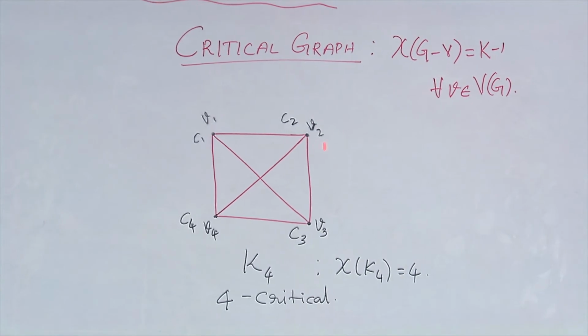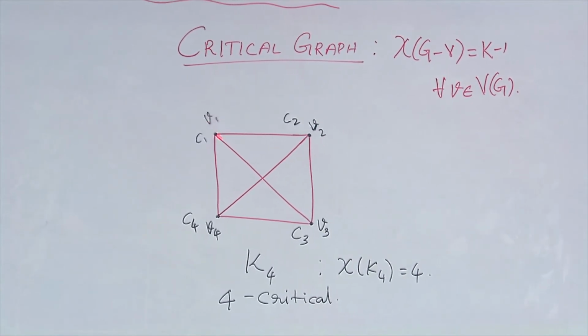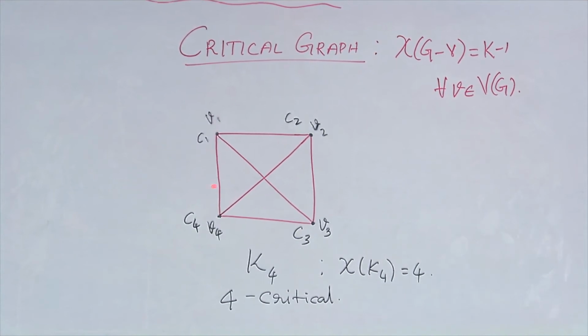Similarly, if I remove V2, the chromatic number is again 3. I am getting this graph alone, the chromatic number is 3. If I remove V1, the chromatic number is again 3. If I remove V4, the chromatic number is 3. So, for this graph having all 4 vertices, the chromatic number is 4, and if I remove a single vertex, that is either V1, V2, V3 or V4, the chromatic number also gets reduced by 1, which means this graph is a 4 critical graph according to the definition of critical graph.